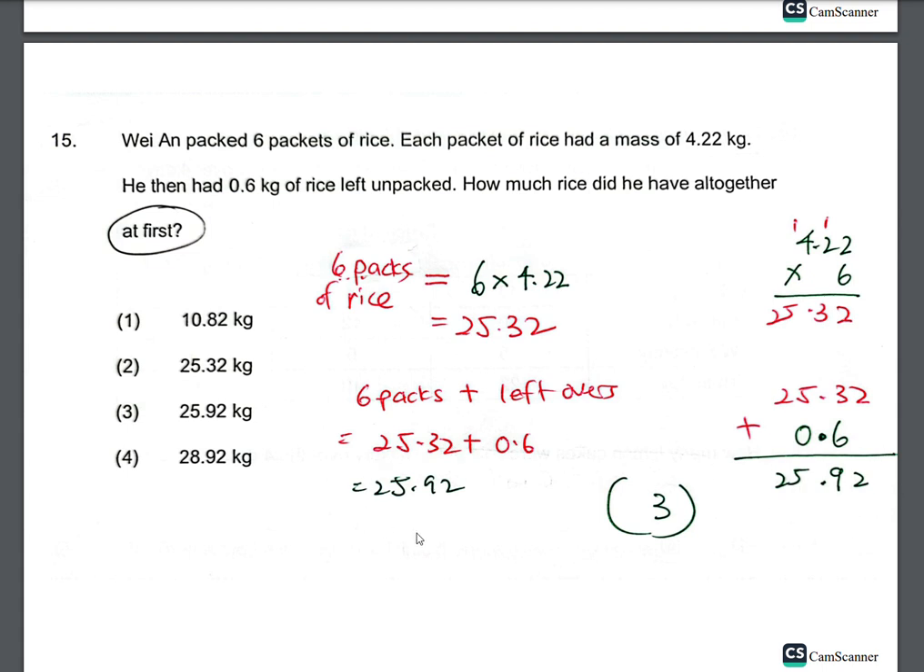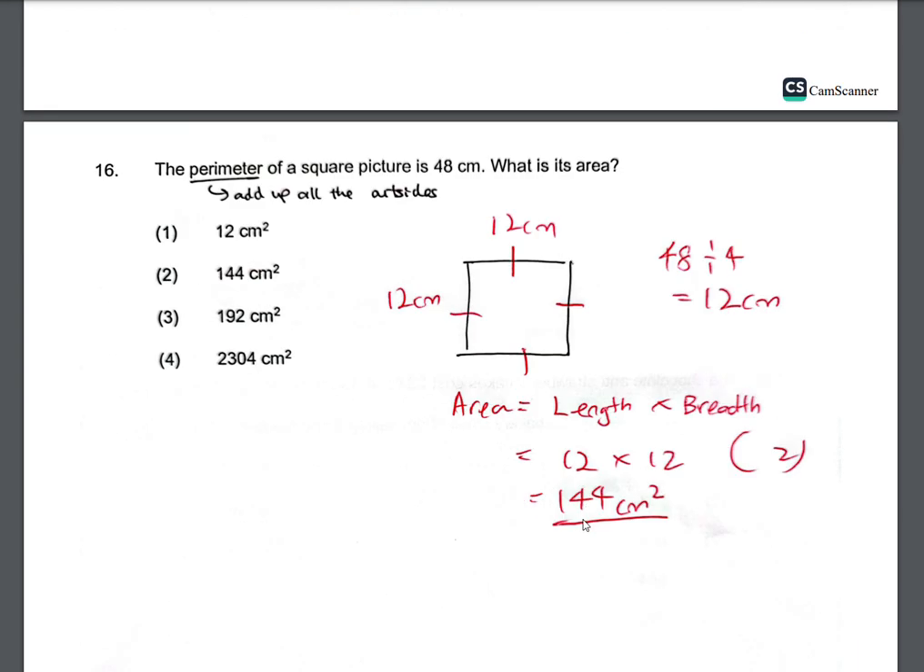25.92 will be the total mass of all the rice he had at first. And the answer is 3. Hang in there, just 5 more questions to go through.